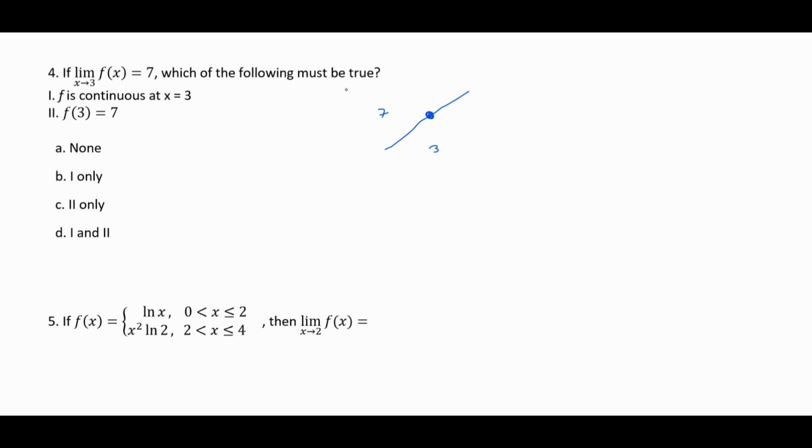But from the information given, we don't know that that's happening. And we also don't know, as I just said, that f of 3 equals 7. That's the missing piece that's disconnecting these two. So we know that that's also not necessarily true. It says must be true. It could, but we don't know. So neither one of those options are true. So the answer here is A, none.